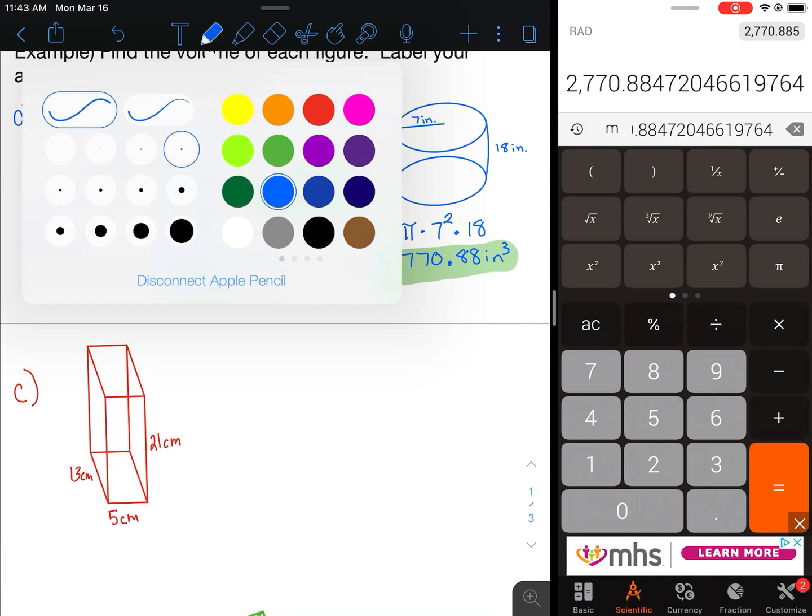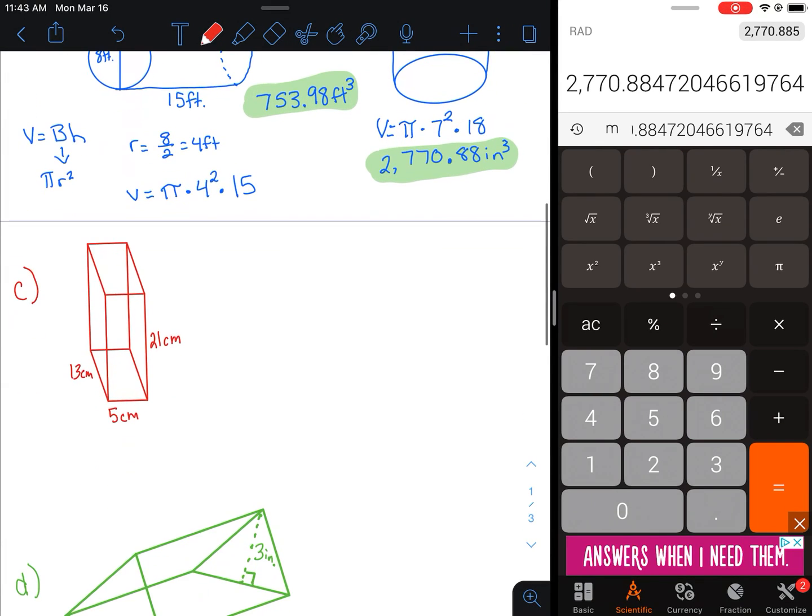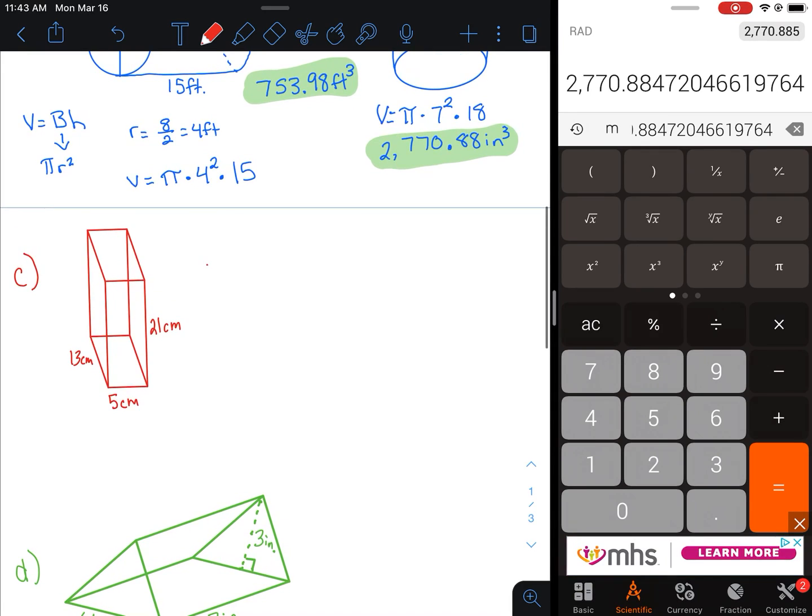All right, our next one here, we have a rectangular prism. Rectangular prisms are pretty easy because it's just multiply each side by each side. Do not focus on which one's length, width, or height, because when we are multiplying in the order of operations, we just multiply straight across. Order does not matter. So I'm going to take 13, multiply by 5, and multiply by 21.